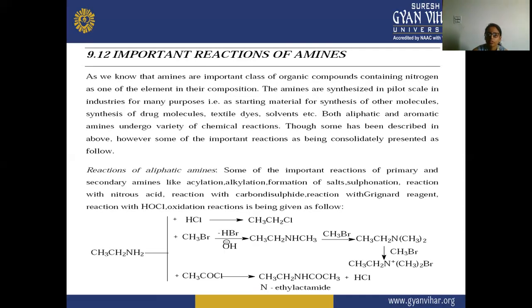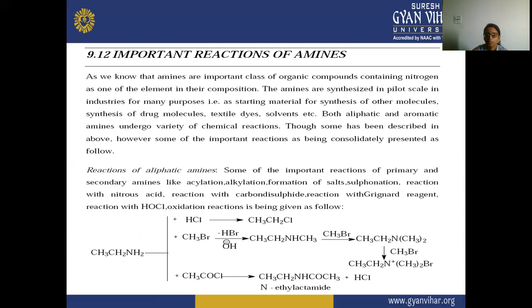The important reactions of amines are those of aliphatic amines. A primary amine, when an alkyl halide such as CH3CH2Cl is added, forms a secondary amine. The secondary amine, when an alkyl halide is added again, forms a tertiary amine, and from this tertiary amine, with another addition of alkyl halide, there is a formation of a quaternary ammonium salt.